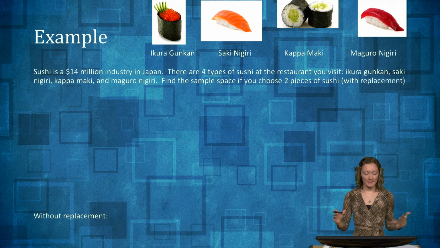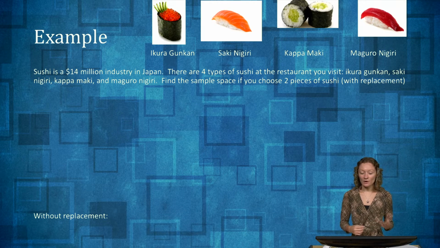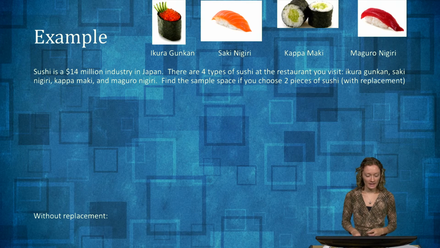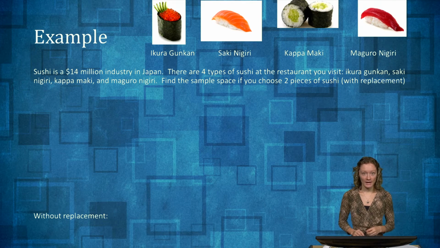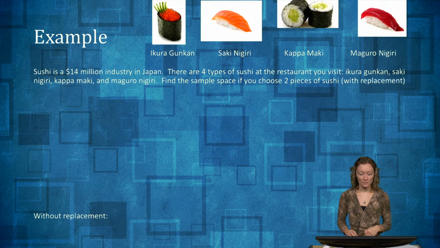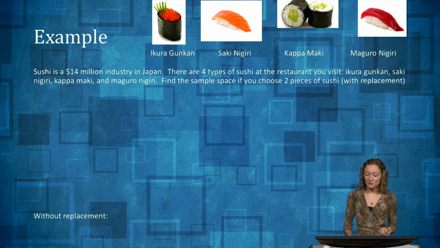Okay, so our example. Sushi is a $14 million industry in Japan, and let's say there are 4 types of sushi at the restaurant you visit: Ikuri Gunkan, Sake Nijiri, Kappamaki, and Majuro Nijiri. I apologize if you know that my pronunciation is wrong. I do not eat much sushi. So we're going to find the sample space if we choose to eat 2 pieces of sushi with replacement.